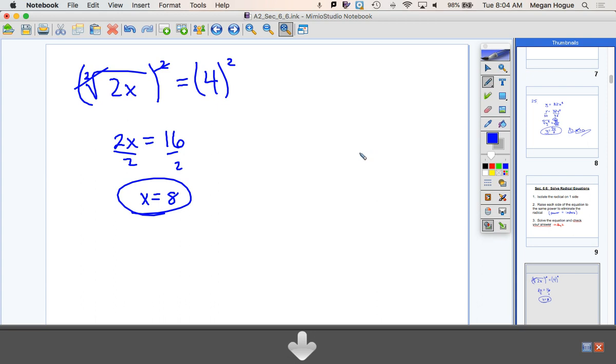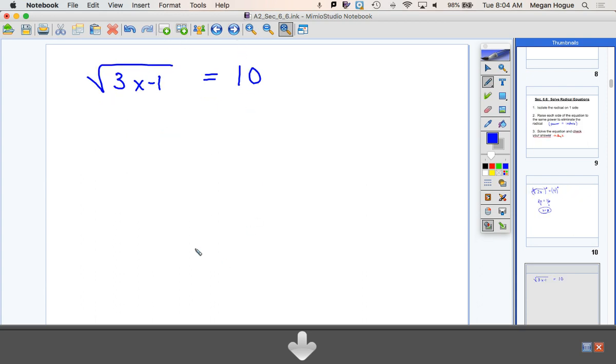And again, today we don't have to check anything. That's our answer. We feel confident. We didn't make a mistake. We move on. Next one. Square root of 3x minus 1 equals 10.